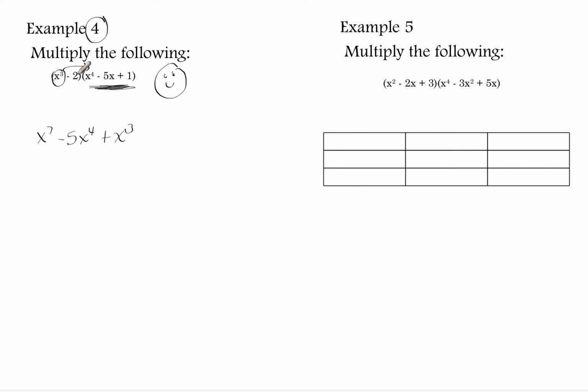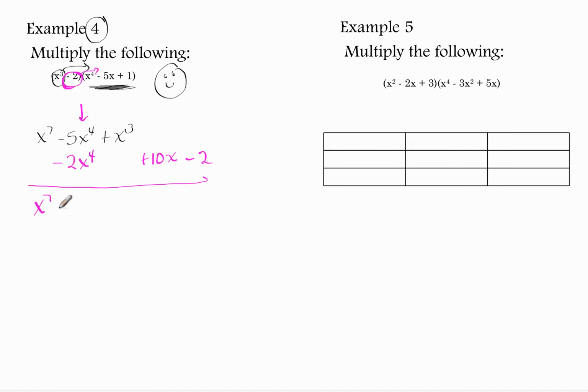Then, distribution-wise, each one of these has to get multiplied by a negative 2. So x to the fourth becomes negative 2x to the fourth. Negative 5x becomes positive 10x. So now I look here, I don't have any x's, so I'm going to put positive 10x over here because it doesn't have anybody to combine with. Negative 2 times positive 1 is negative 2, the same thing. Notice that's what I was doing. I was lining up like terms, so it makes it easier to add things together.